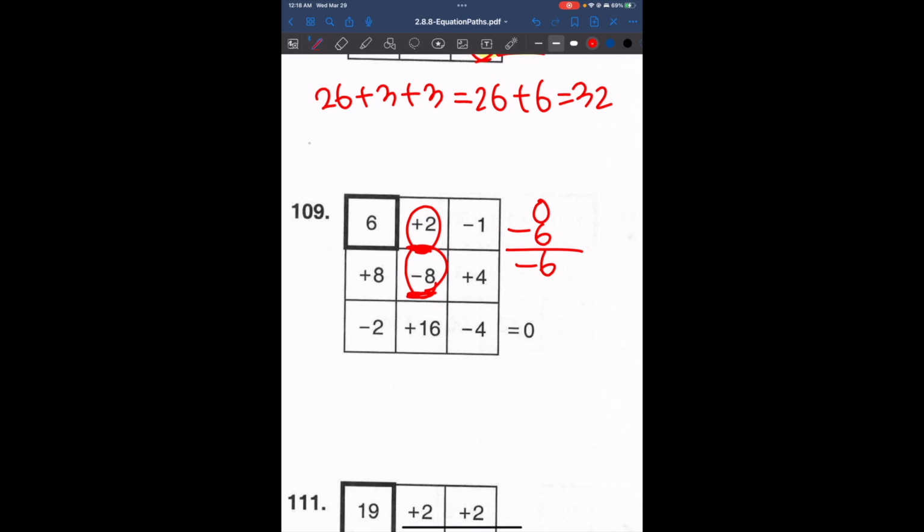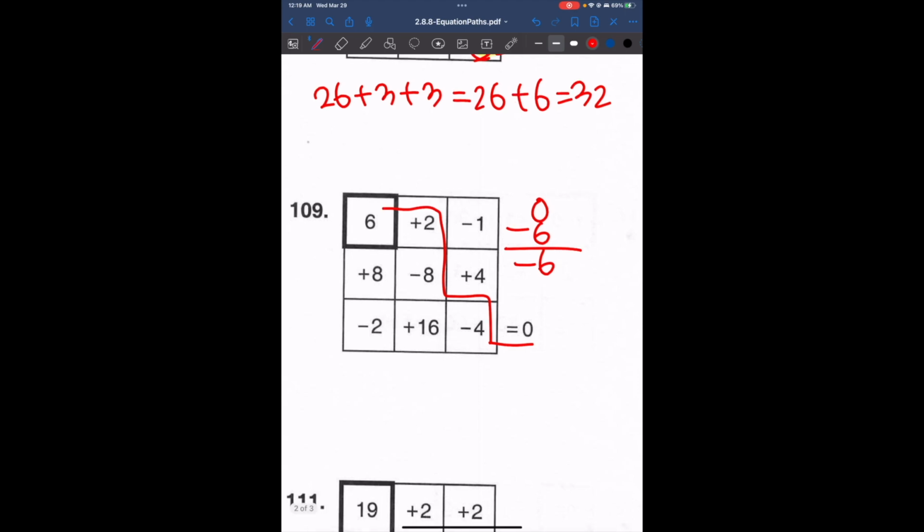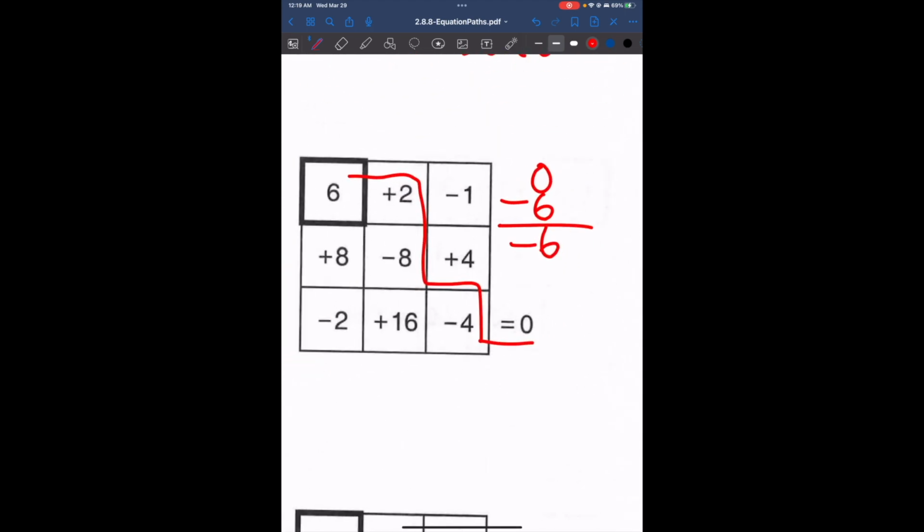And so if we look for a path in which all other numbers are going to be canceled out, we can use this path. We have 2, -8, 4, and -4 involved, and the 4 and -4 cancel each other out. So eventually we have 6 plus 2 minus 8 equals 0. And so this was the correct path.